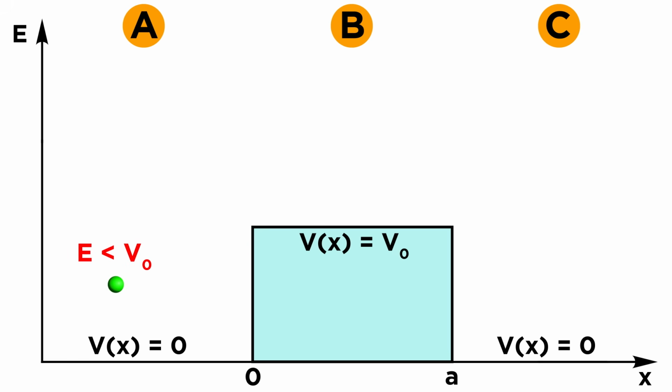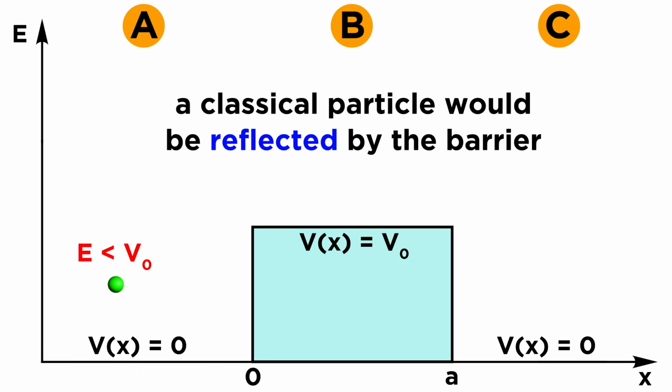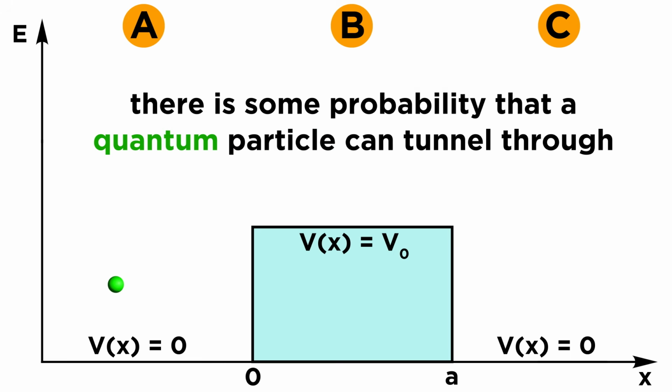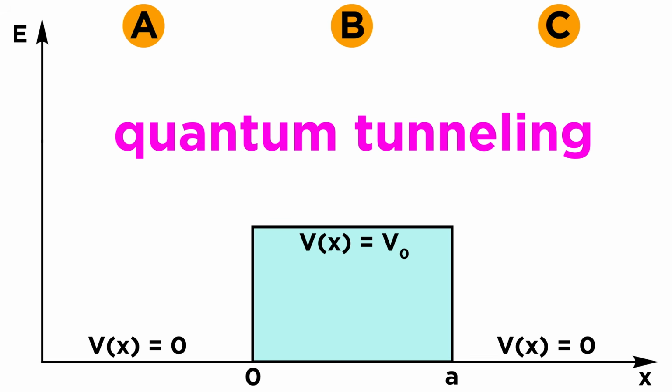But the much more interesting situation arises when the particle has an energy that is less than V0. If we were thinking strictly classically, we would conclude that the particle will not be able to surpass the barrier, as it does not have enough energy. We would expect that such a particle would strike the barrier and be reflected, or essentially bounce back, and we would say that there is a 0 probability that the particle would be transmitted through the barrier. But in the quantum world, there is some non-zero probability that a particle with energy less than V0 can still cross the barrier. This phenomenon is referred to as quantum tunneling.